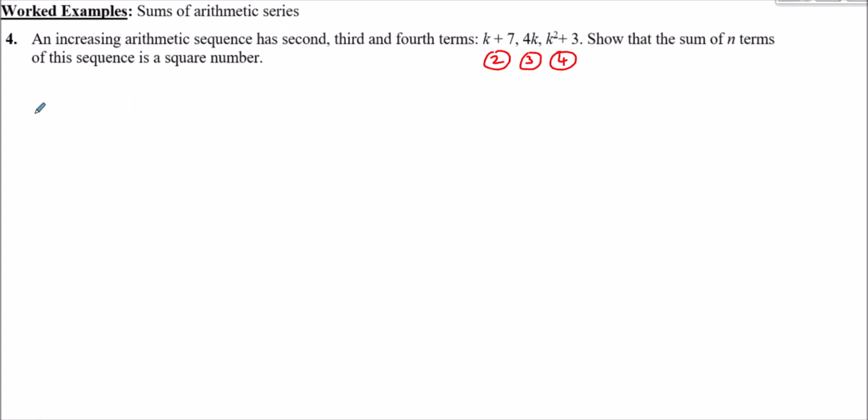So it's an arithmetic sequence, so we can use this to our advantage straight away. Therefore, we know that the difference between the third and the second will be the same as the difference between the fourth and the third term. The difference is the same, it's a common difference.